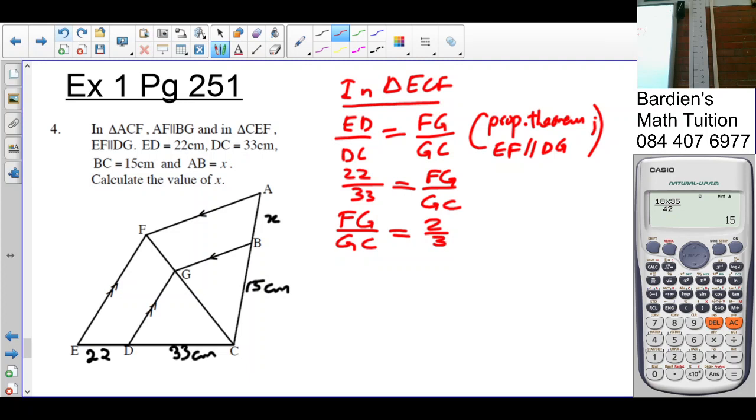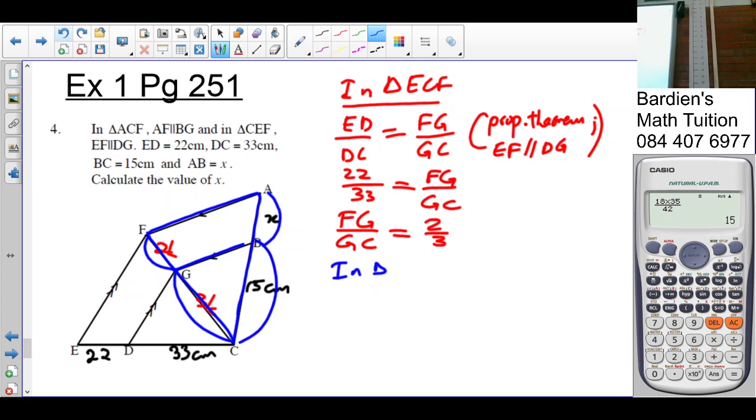But are we going to put 2 and 3 here? No, what do we put here? 2k and 3k, or 2a and 3a. You guys understand? Now what? Now we work in the other triangle. In triangle FAC, what can we say here? FG over GC is equal to AB over BC. Make sense, people?